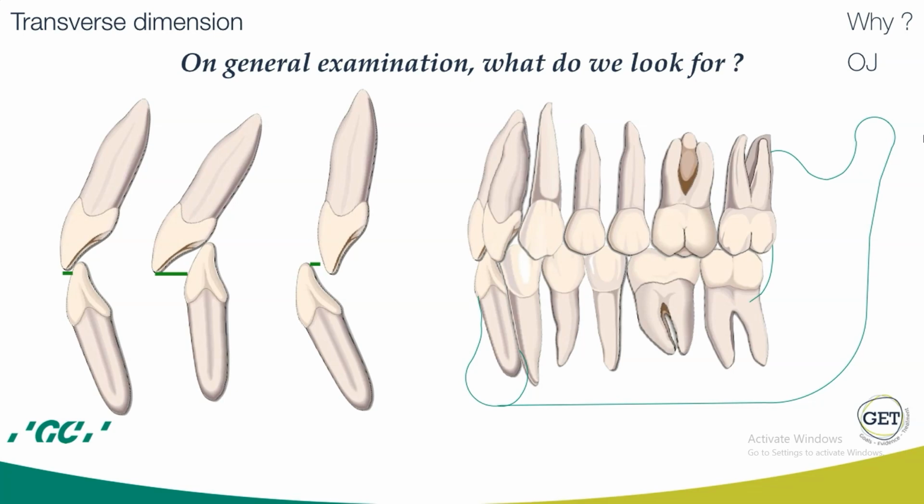On general examination, what do we look for? We are always looking for class, for sagittal. We want to know what class the patient is in. Class 1, is it class 2, is it class 3? We really want to know our sagittal.